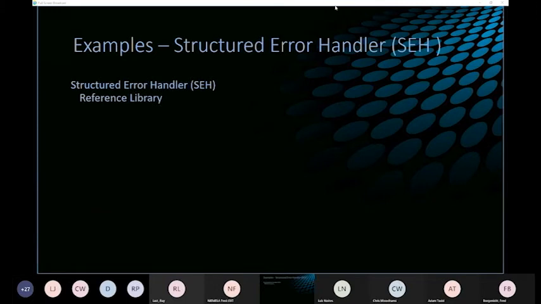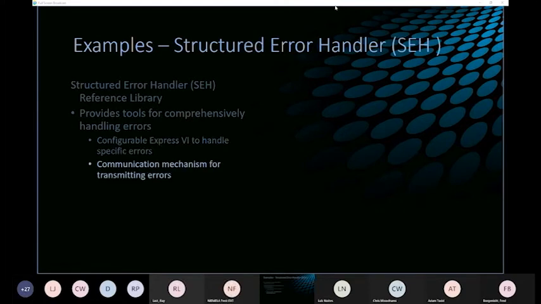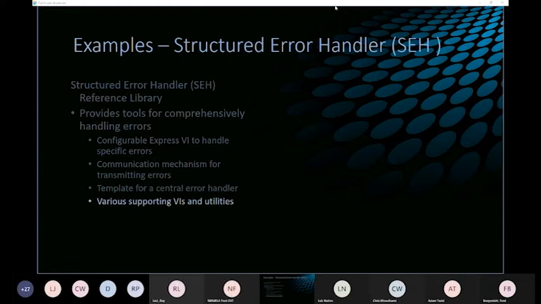Now there's the structured error handler. If you haven't heard of this, it's a toolkit that you can download free from ni.com. A structured error handler is a reference library, and there's tools for handling errors comprehensively. It's a configurable Express VI that handles specific errors. It also has a communication method for transmitting errors and a template for designing your own central error handler, and different support VIs and utilities. And you can download it from ni.com. Just go search for structured error handler.